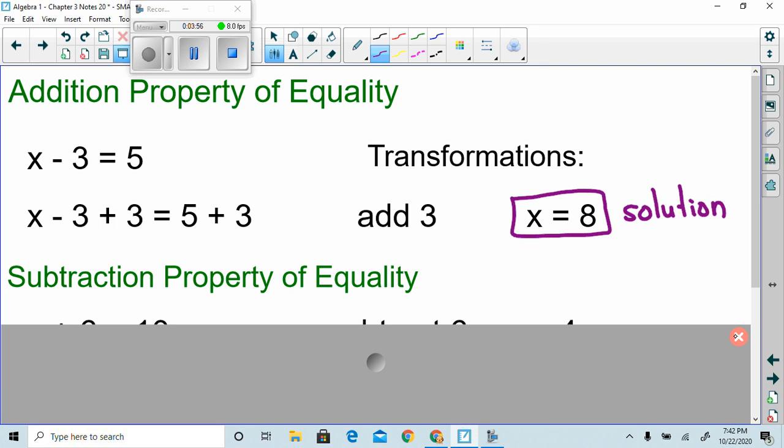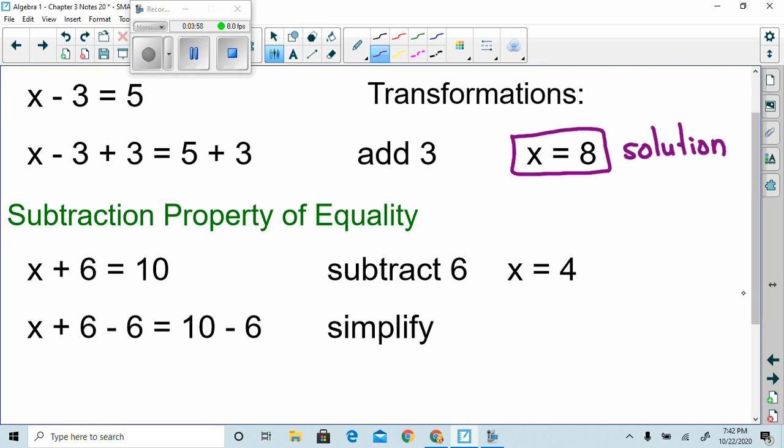Let's look at the subtraction property of equality. It states that we can subtract the same number on both sides and still keep the true identity of the expression on either side. I see addition, so the inverse operation is subtraction. This is the subtraction property of equality. I will subtract 6 on both sides, and I get a solution of x is equal to 4. If I were again to substitute in that 4, I would have 4 + 6, and that equals 10, and it checks.